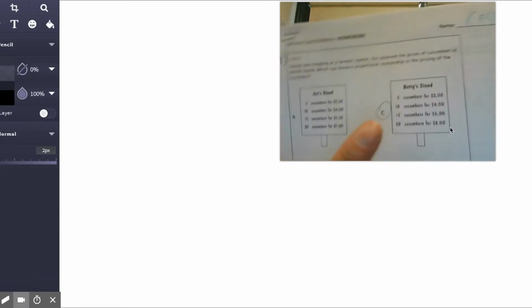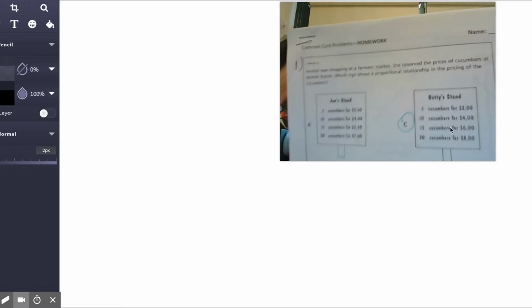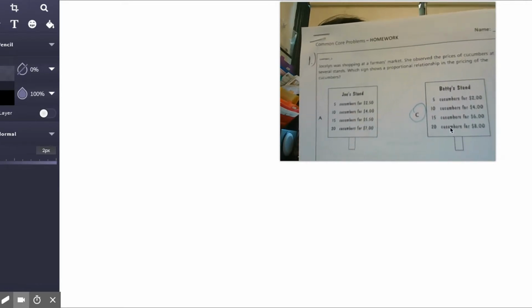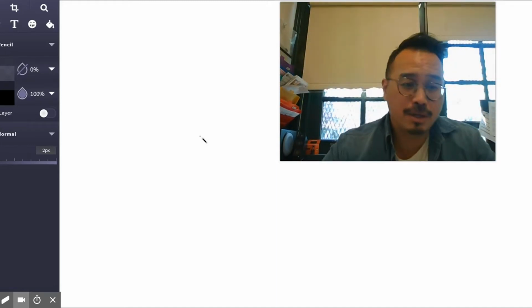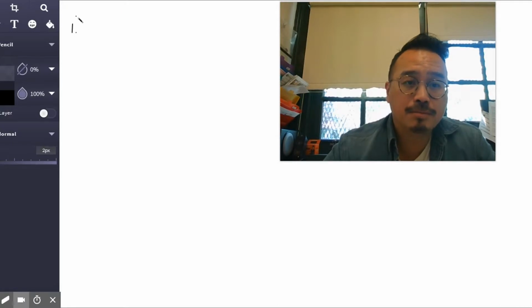Even if you go 5 times 8 and 2 times 20, that's still 40, so it's still proportional. So number one is C. Here's what I'll do, I'll record the answers. So one is C.